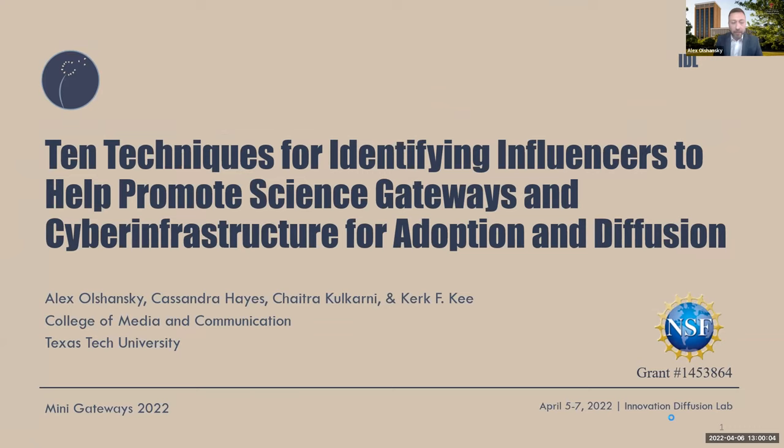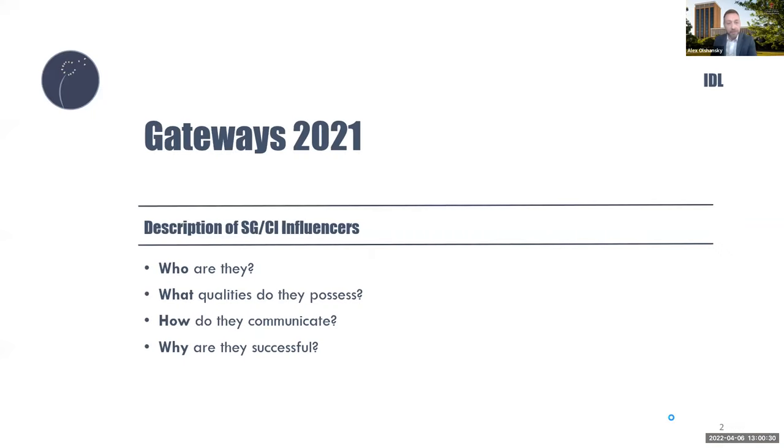Okay, hi everyone. It's a pleasure to be speaking with you all today. My name again is Alex Olshansky. I'll be presenting this work on behalf of my colleagues, Dr. Cassandra Hayes, Chaitra Kulkarni, and Dr. Kerk. We come from the College of Media and Communication at Texas Tech University. And again, the title of our talk today is 10 techniques for identifying influencers to help promote science gateways and cyber infrastructure for adoption and diffusion.